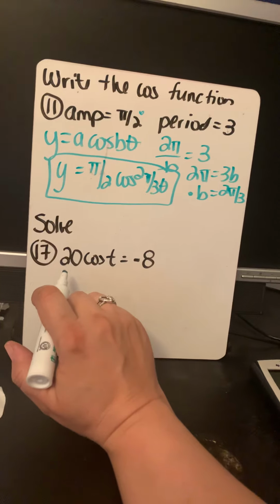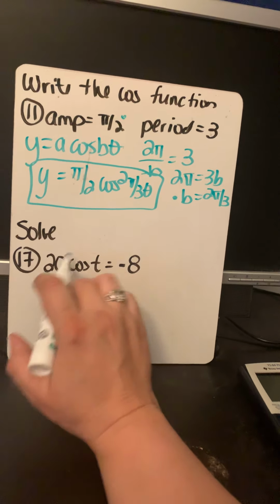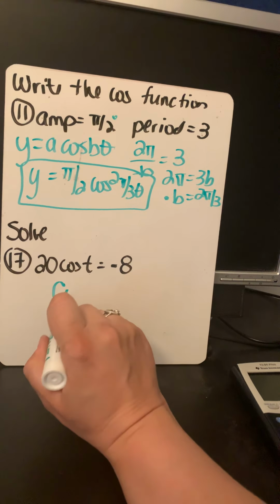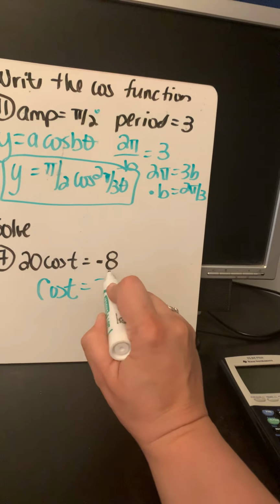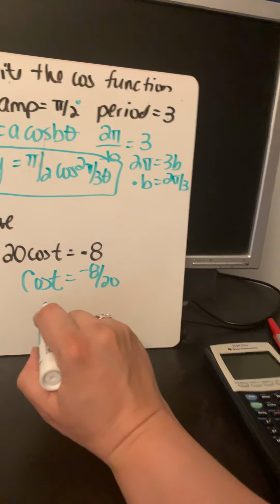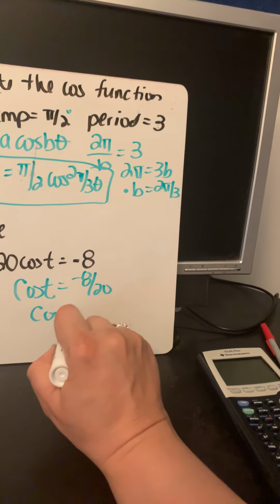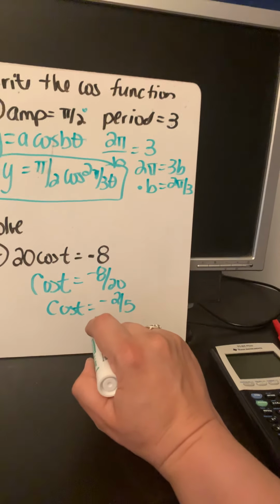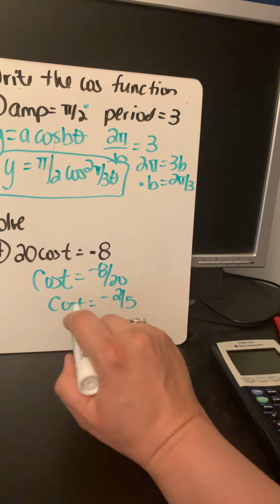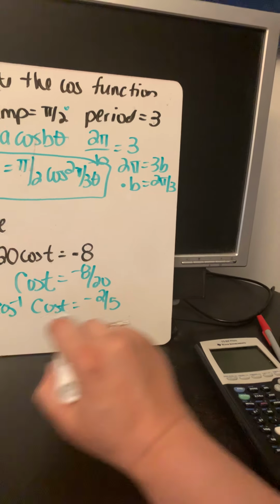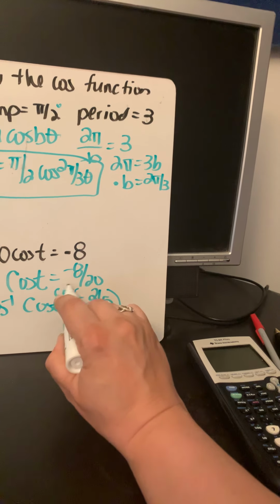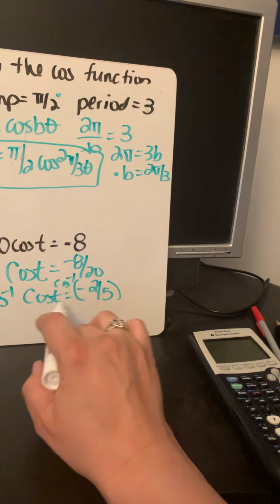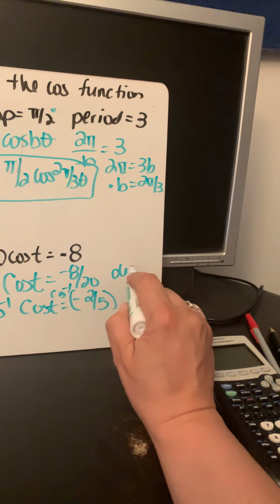Okay, this one here, we're solving this. I'm going to get cosine by itself. So the very first thing I need to do is divide by 20. So I'm going to have cosine of t equals negative 8 over 20. I'm going to go ahead and reduce that. So cosine of t equals negative 2/5. To find what t is, we're going to do the cosine inverse of each side. Whenever you're trying to get cosine of t by itself, do the cosine inverse. Make sure your calculator is in degree mode.